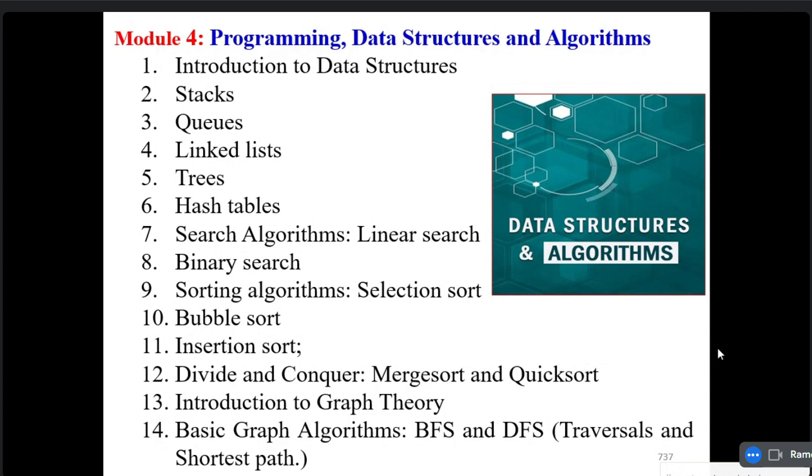LIFO. What is the principle of stack? Last in, first out. Whichever is kept last is taken out first. Whichever is kept first is taken out last. Very good. What is the principle of queue? First in, first out. In a queue, the first person gets the first ticket. The last person gets the last ticket.